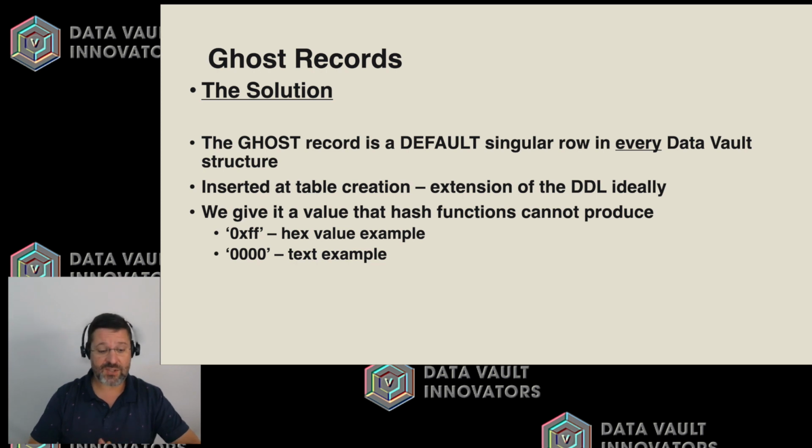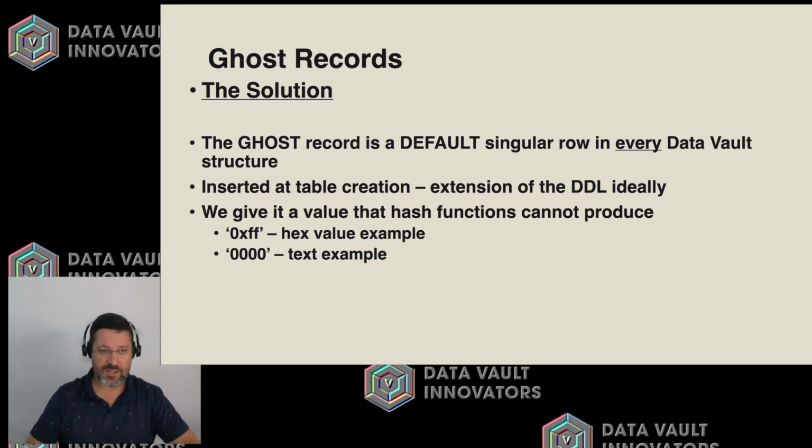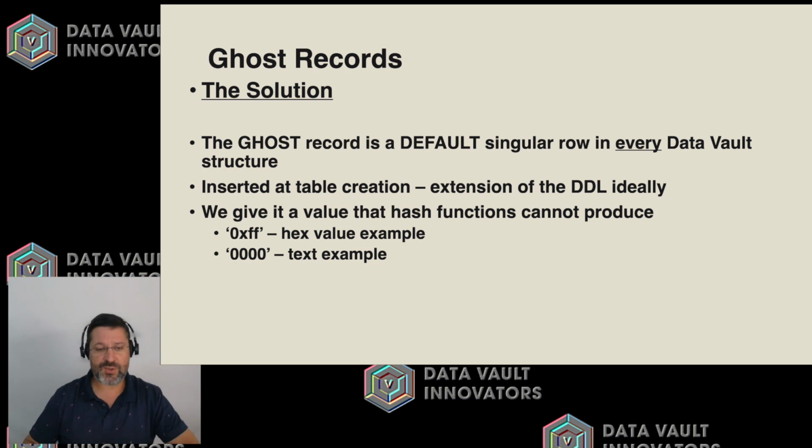If you want to use hex, 0xFF is an excellent abbreviation for a ghost record, because no hash function will ever give you a 0xFF value as an output. So there is no chance of any collision. And of course, in text, you can simply have 4 zeros. So what does it look like?